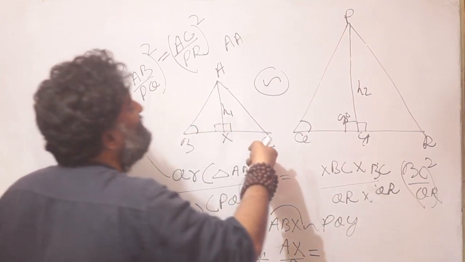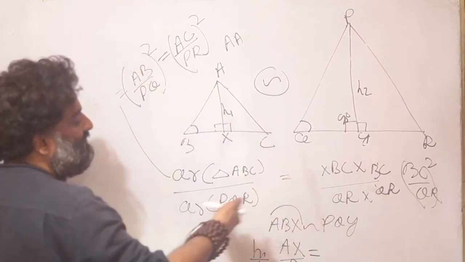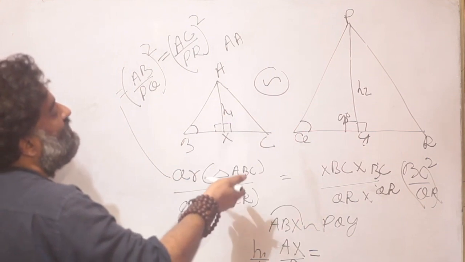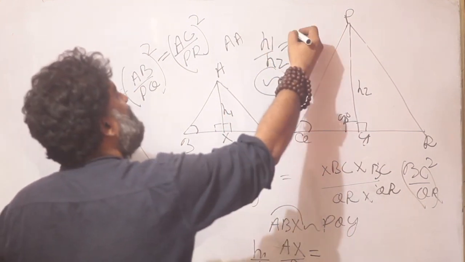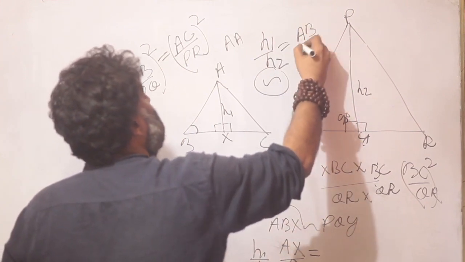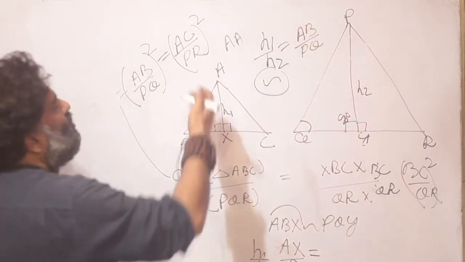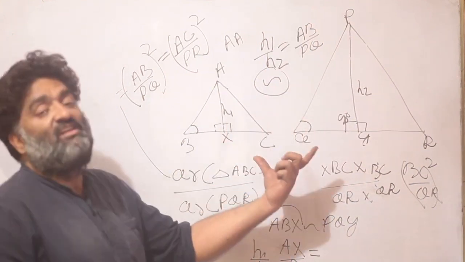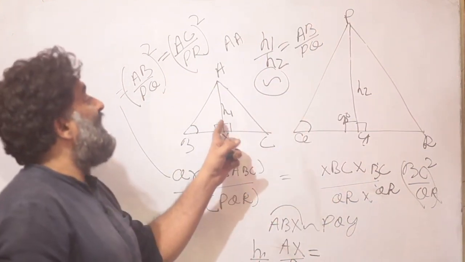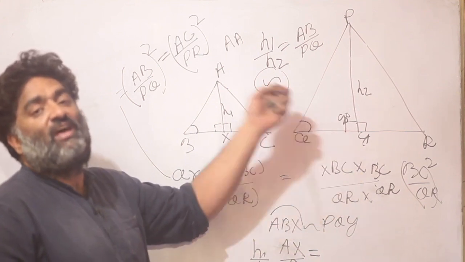And another result that I have just now worked with, we did not pay any attention to it, but that is that h1 upon h2 is also going to be the same as AB upon PQ or AC upon PR or BC upon QR. So I see if the triangles are similar, the heights are also in the same ratio as the sides.